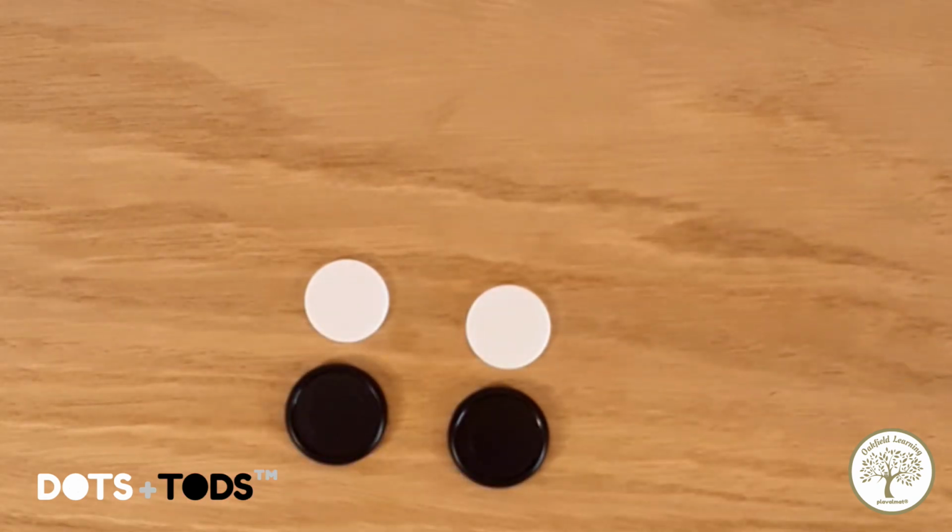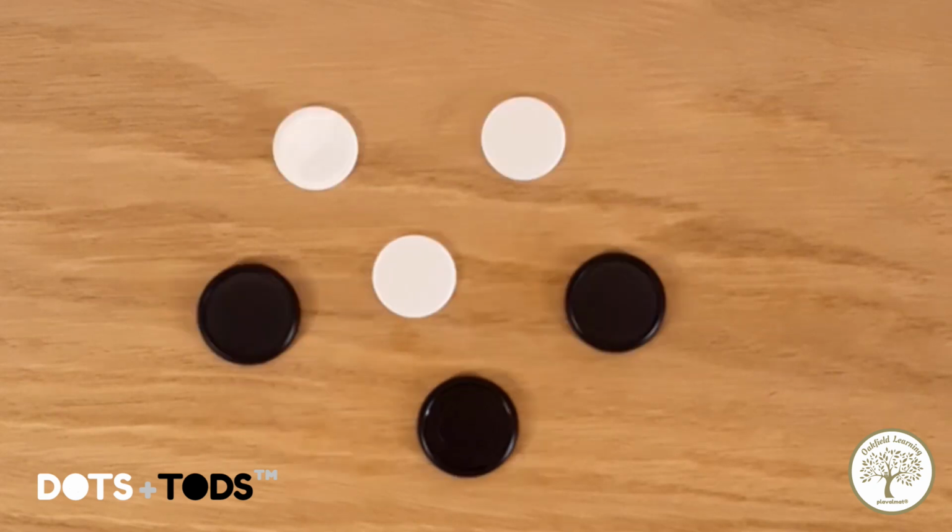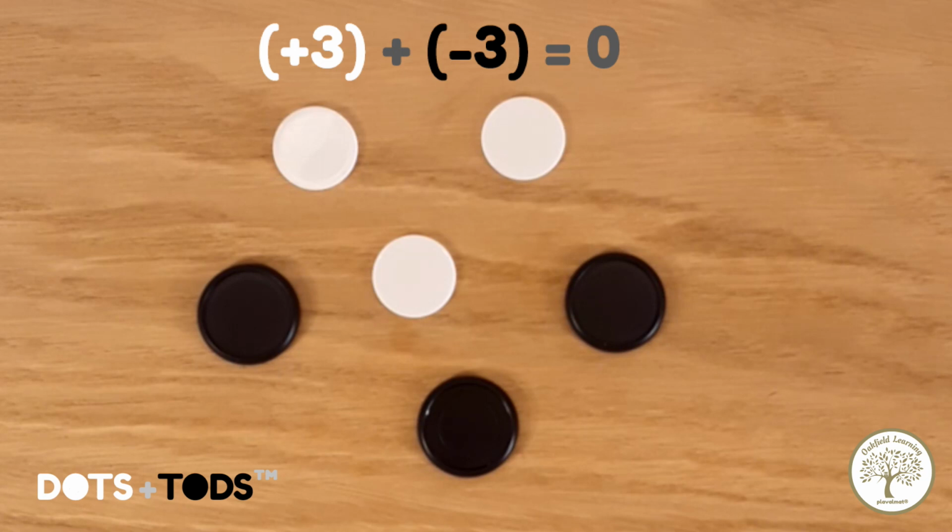Here's another example. Here's a set of dots and TODs that are arranged differently. It is clear to see that there are 3 white dot counters and 3 black TOD counters. However, this does not represent a value of 6. As there are 3 +1 counters, we can combine them with the 3 black TOD counters. We can make 3 zero pairs. So what is represented here is a value of 0.